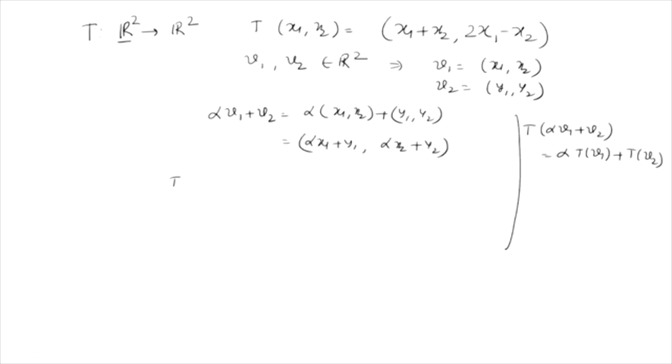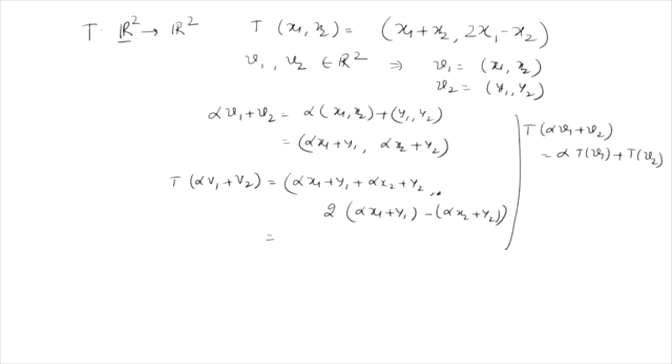So T of alpha v1 plus v2 will be equal to T of this element, defined by this definition. It is T of alpha x1 plus y1, alpha x2 plus y2, which is the sum of these two elements in the first component, and 2 times the first component minus the second component as the second element. So it is 2 times alpha x1 plus y1 minus alpha x2 plus y2.